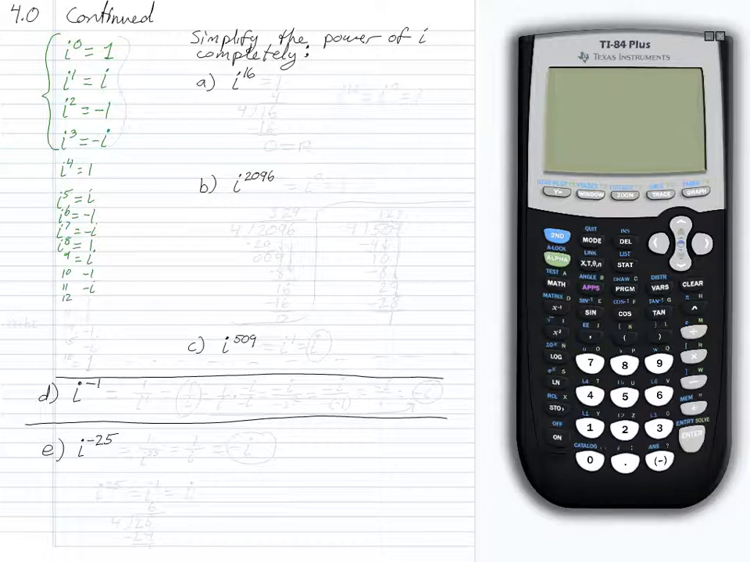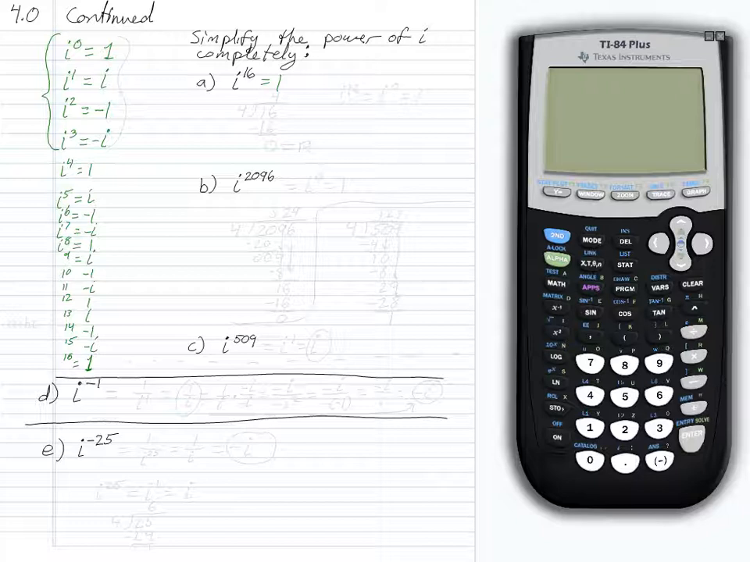12 would start over again at 1, 13 is i, 14 is negative 1, 15 is negative i, and finally the 16th power of i would be one where we start over again at 1.